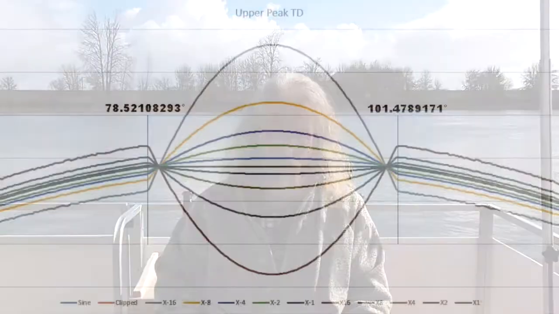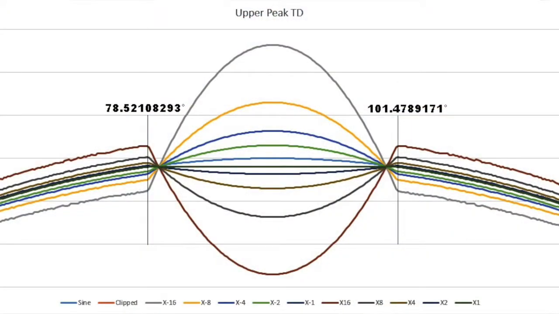Wow, there's a bald eagle out there. The positive peak doesn't change that much, and so the body of the wave doesn't have to change that much. And here, instead of 73.7 degrees, it's 78 degrees and 101.47 degrees. And so the angle is moved in, everything's narrower, and so the area is less.